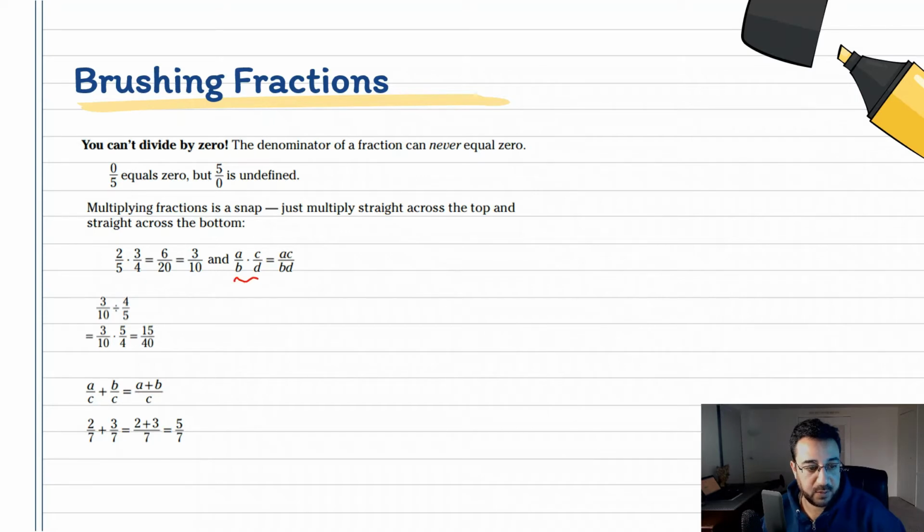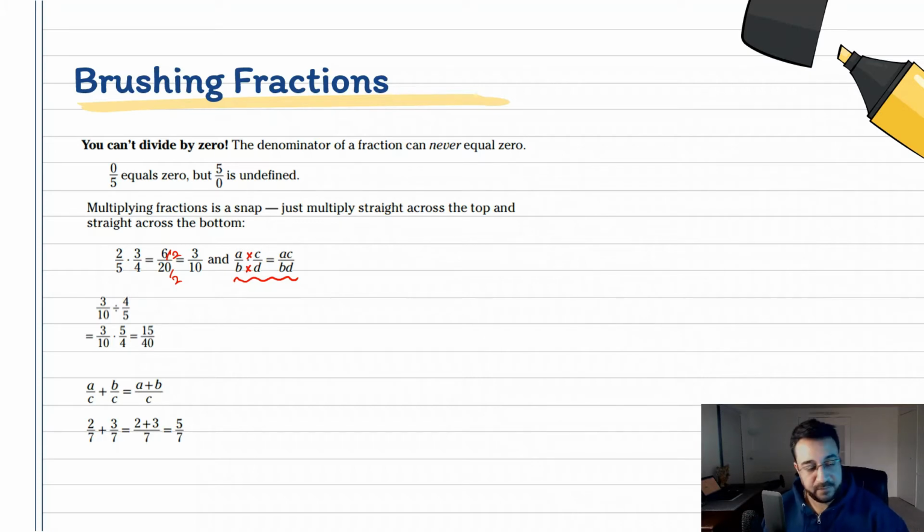As you can see in the equation over here, you have a over b multiplied by c over d. This equals ac over bd. So if you have 2 over 5 multiplied by 3 over 4, that equals 2 by 3 equals 6 over 5 by 4, 20. You can simplify it by dividing by 2. 6 over 2 is 3, 20 over 2 is 10.